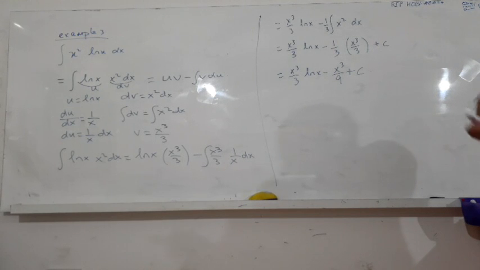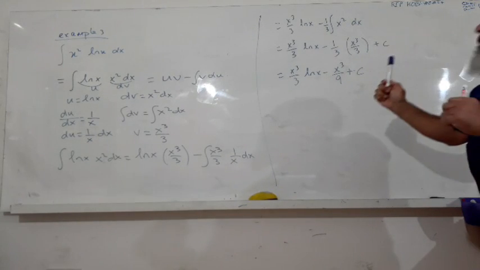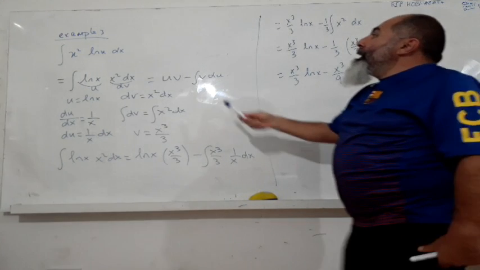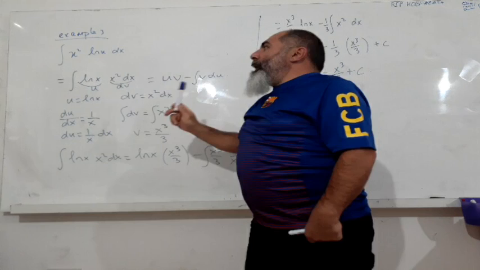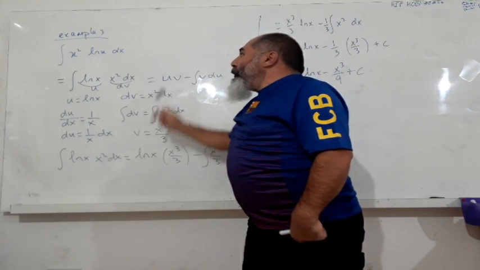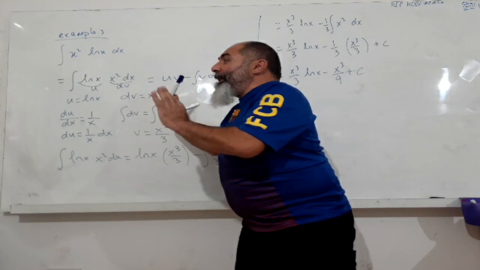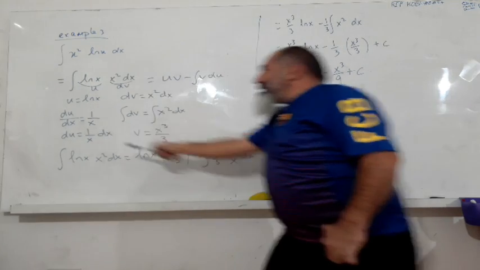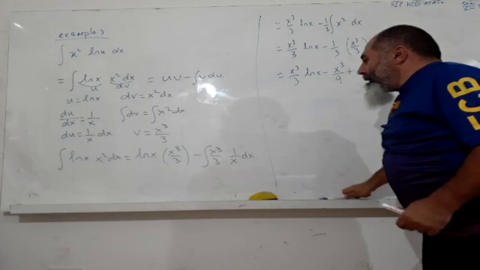Remember, the most important thing here is, if in the integration we have ln x, what do we have to do? We have to say that ln x is u. That's the most important thing, that we have to be very careful in this integration. The rest is easy. Now, after doing example 3, I am going to solve another example here.